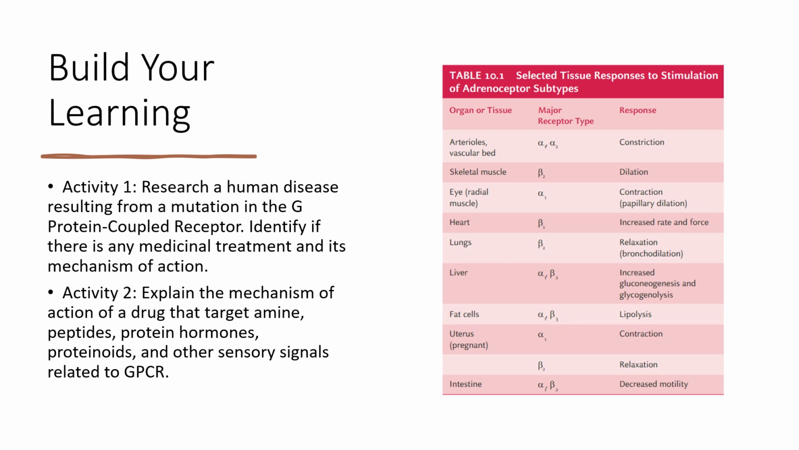And here on the right is a table of the common adrenergic receptor subtypes. So there's alpha and beta, and it has the different types of organs and tissues it targets and its response. You could use that to look up alpha and beta agonist and antagonist drug classes to help you with activity 2.